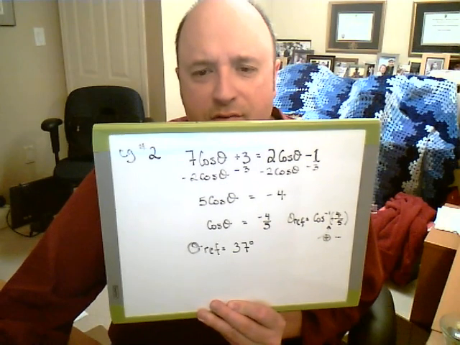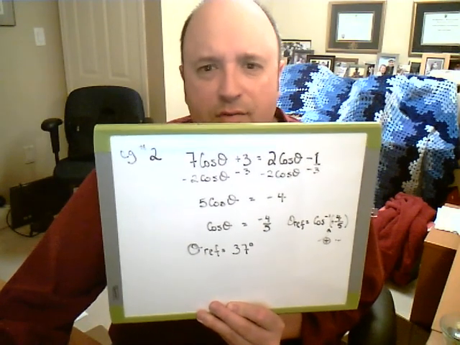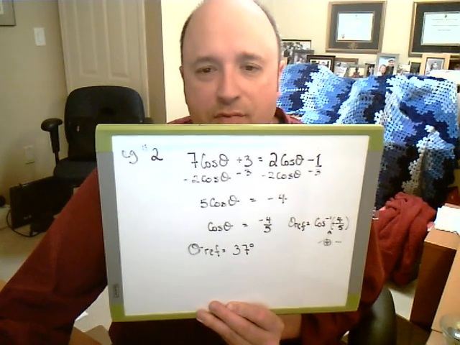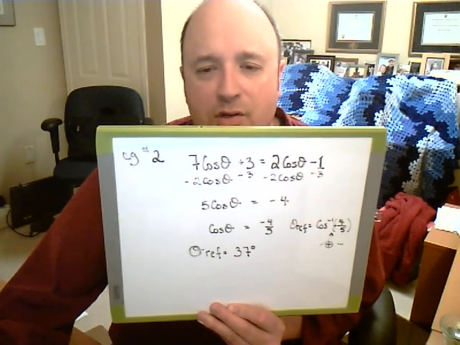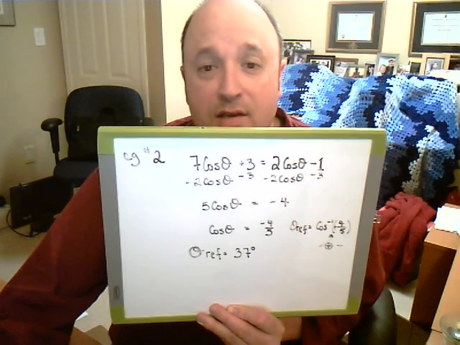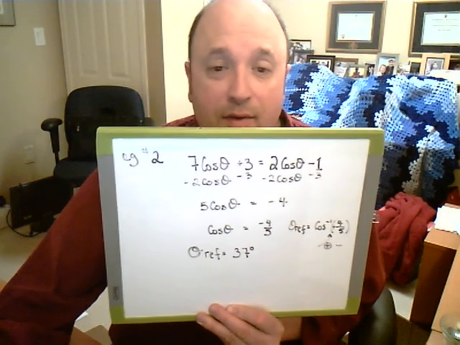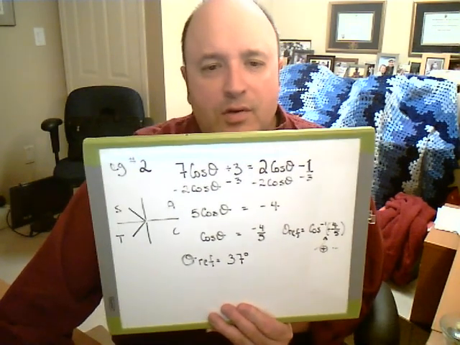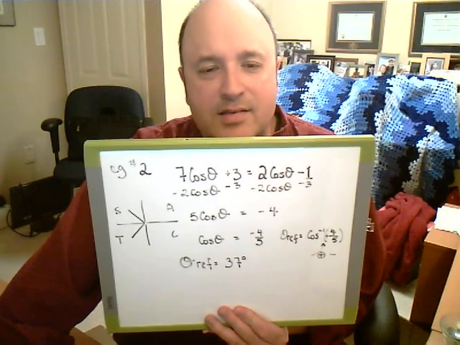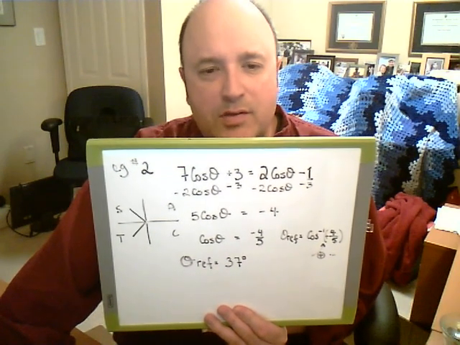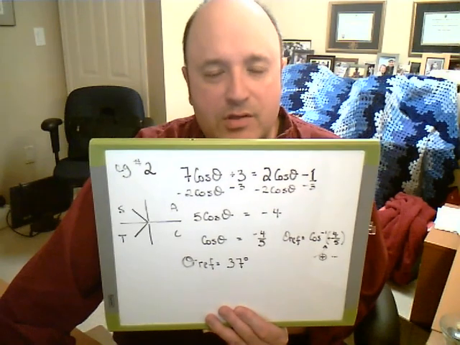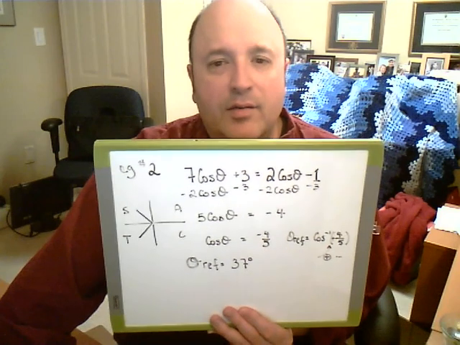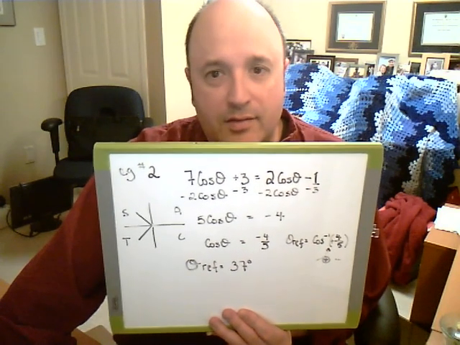I got a theta reference of 37 degrees. Now we have to go to the CAST rule. Remember that when we figure out the CAST rule, whether it's positive or negative, you look at the question right before you went to your calculator. In this case, cosine was negative. So cosine is negative in S and T. Sine is positive in S and tangent is positive in T. Cos is positive in the A and the C. So we go where cos is negative, S and T. We draw our reference angles, we find our principal angles. See if you can do it.